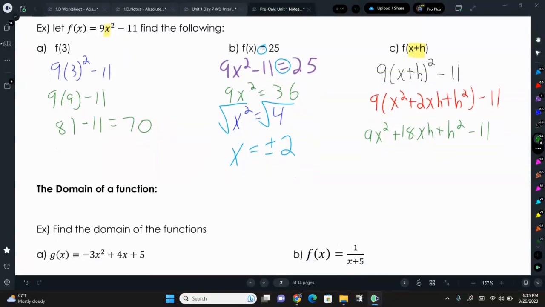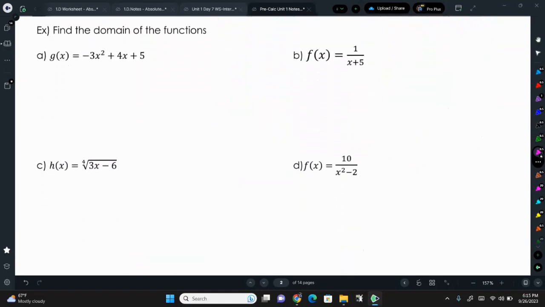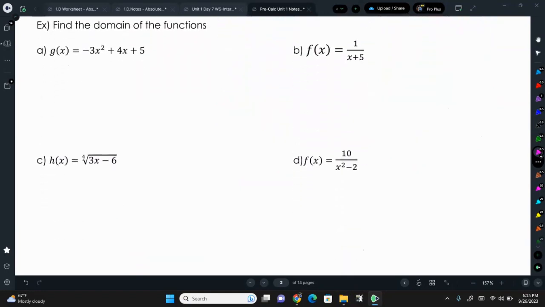Now we can't combine any of that because those are all different terms. We have x squared, we have x and h, we have h squared, and then we have our constant, negative 11. So we can't do anything further. That's our final answer. Now the domain of the function, we've done some of these before. Just kind of want to revisit that.